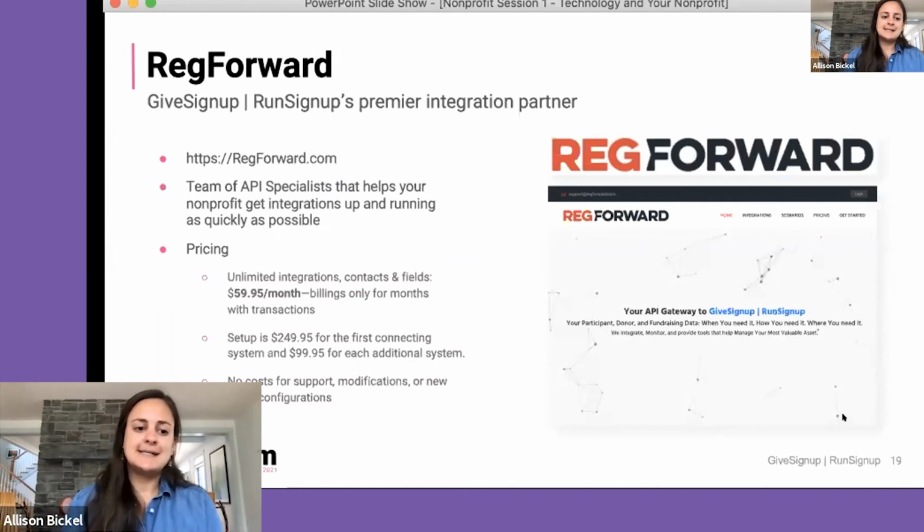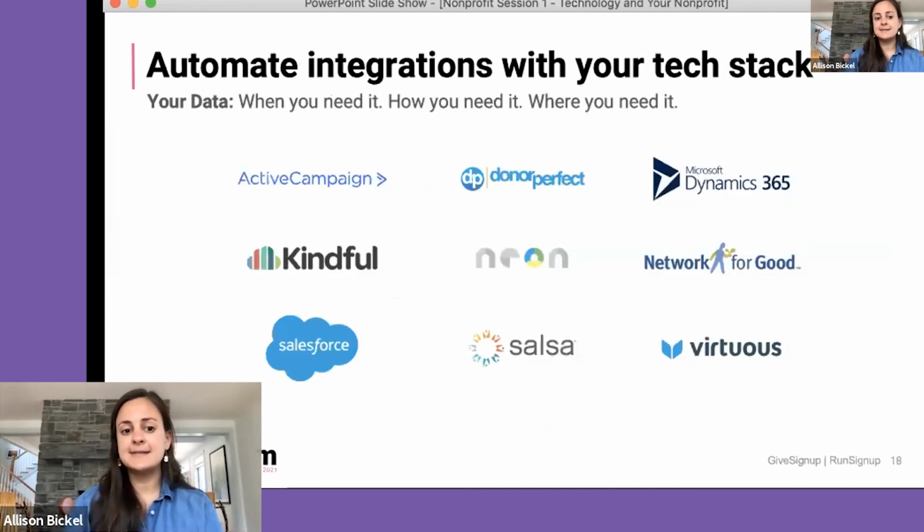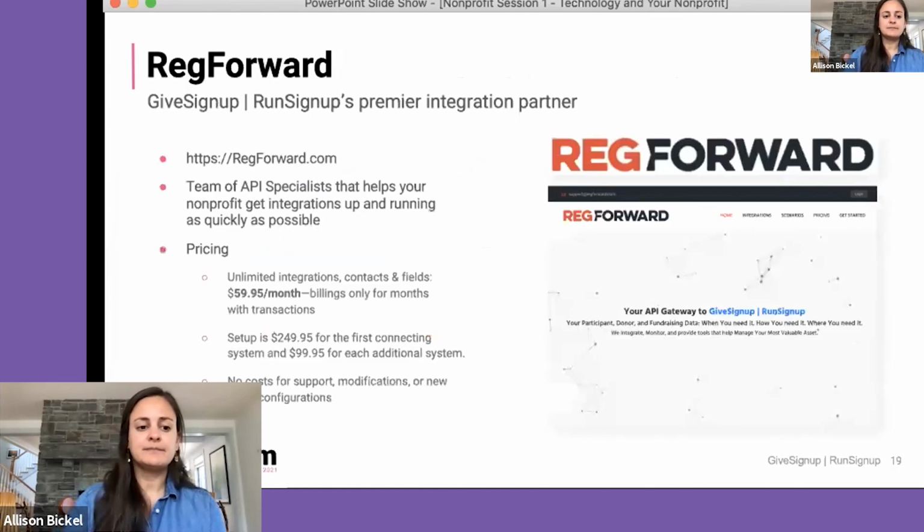And RegForward is a team of API specialists that can help your nonprofit get integrations up and running as quickly as possible. So if you're using a CRM or donor management system that you did not see on this list, that's fine. You can contact RegForward, or you can contact your rep at GiveSignup or RunSignup and let them know what you're interested in, and RegForward will be able to assist you.